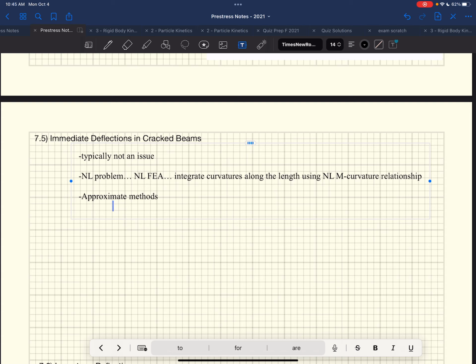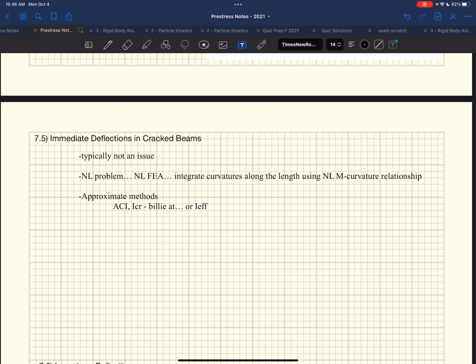And in particular, I'm talking about ACI's I cracking, which is bilinear, or I effective. Right? I think that if you've taken regular reinforced concrete, you've dealt with both of these things, right?